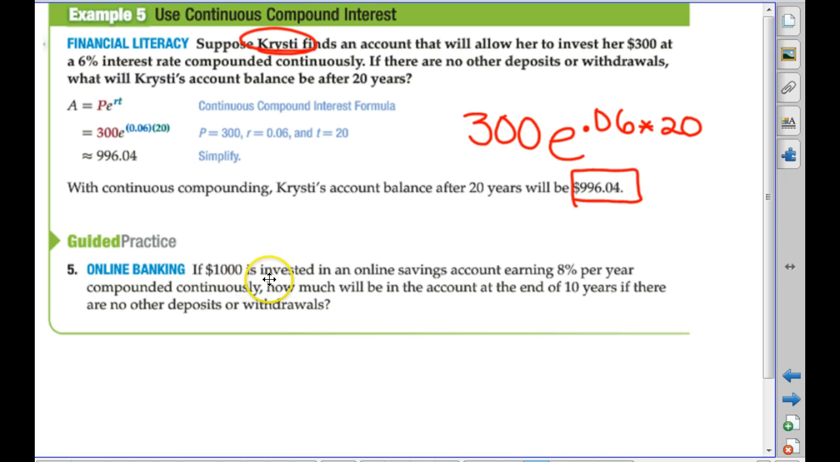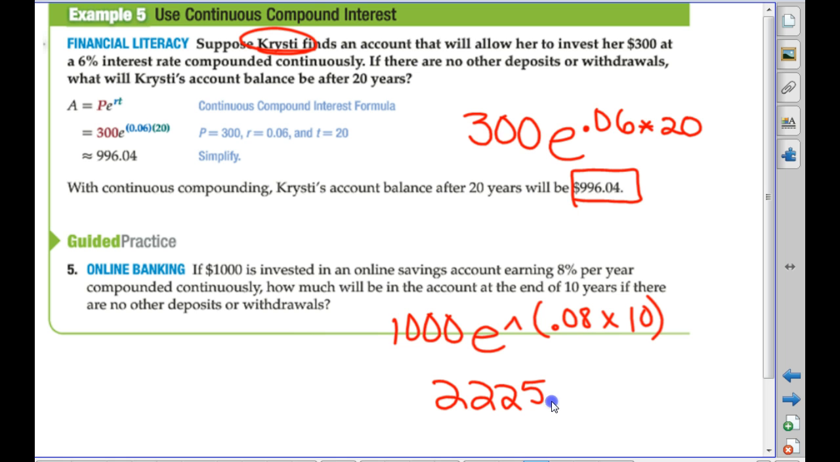All right, can everybody do this question, please? And type it in your calculator, because I need to know if we're getting this correctly. $1,000 is invested at 8% per year, compounded continuously. Okay? So we're going to use e to the power of, the rate is 8%, 0.08, and we're going to leave our money in there 10 years. How much?